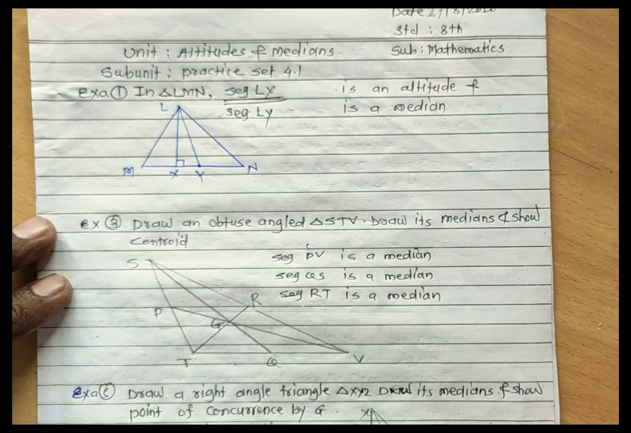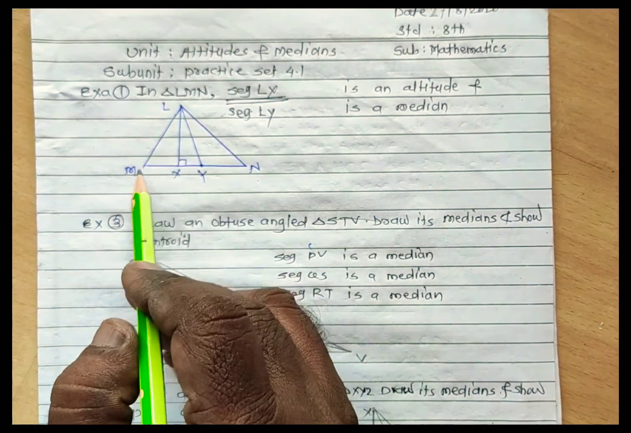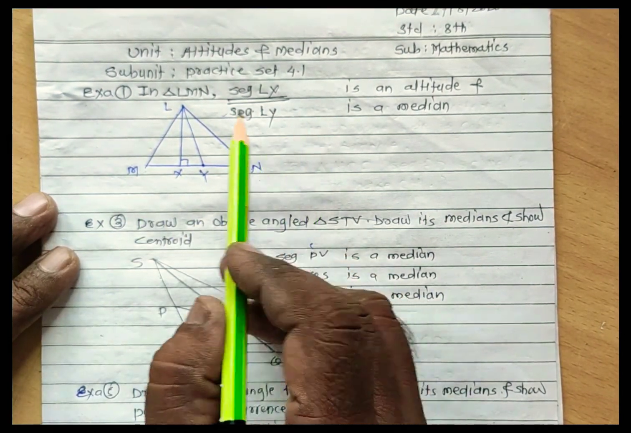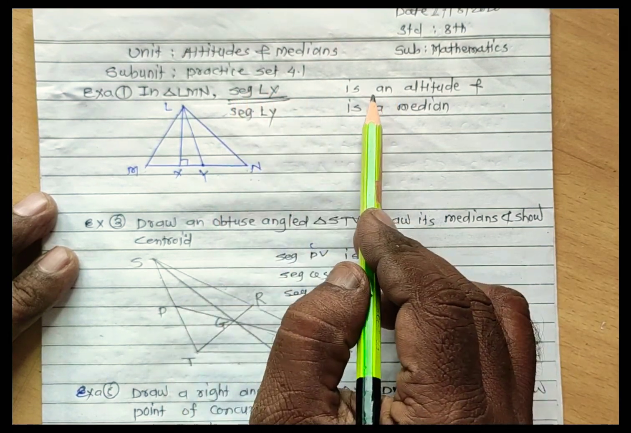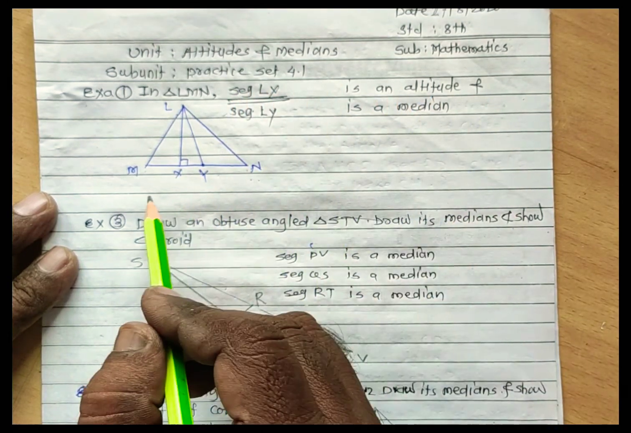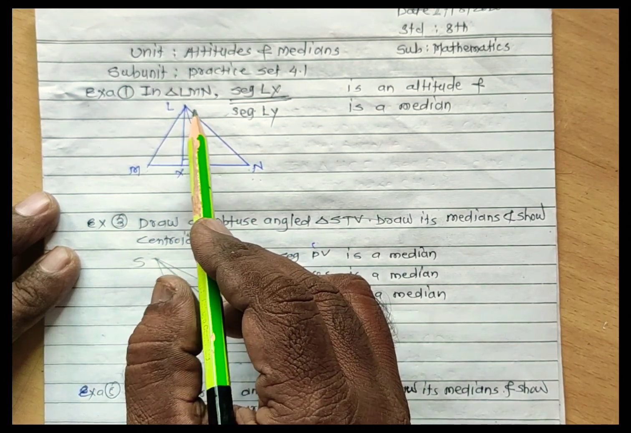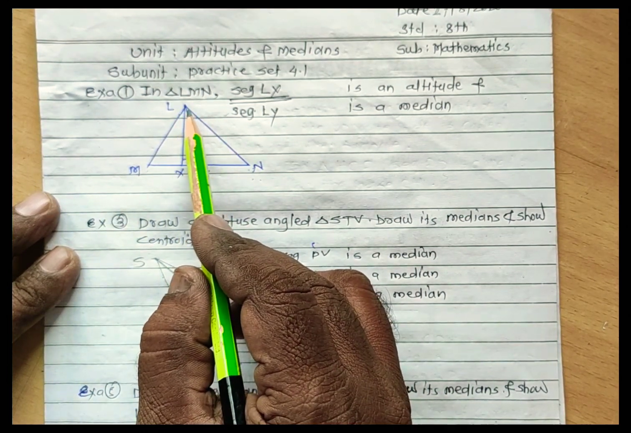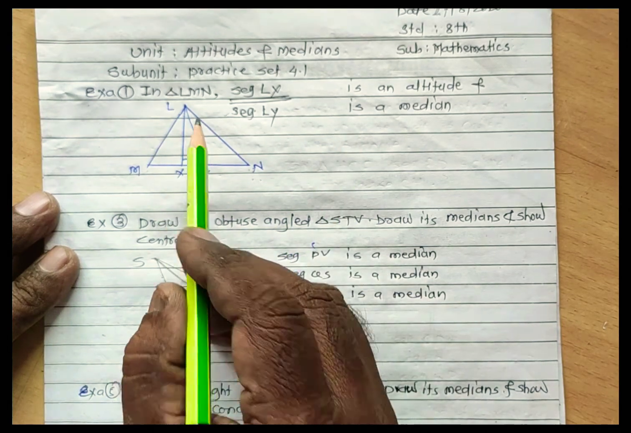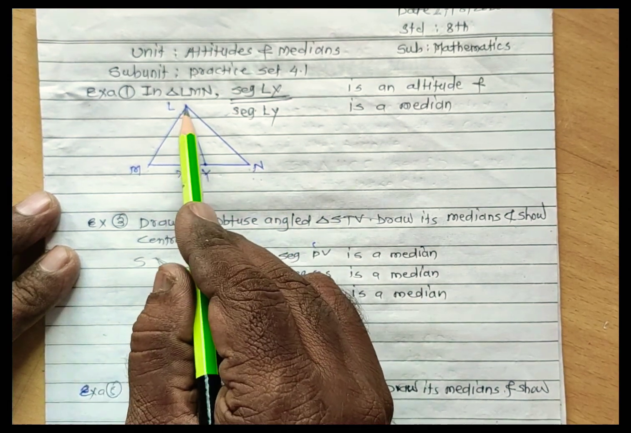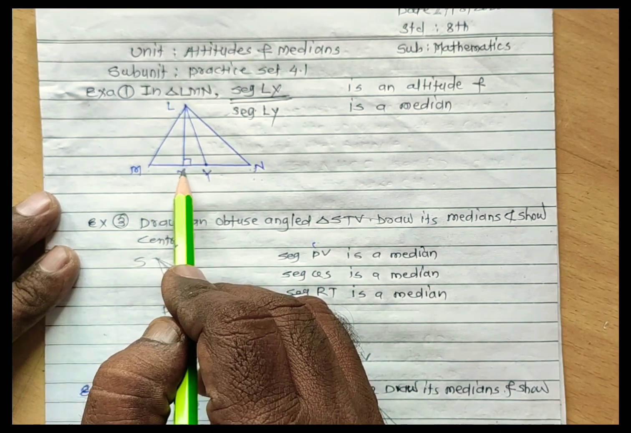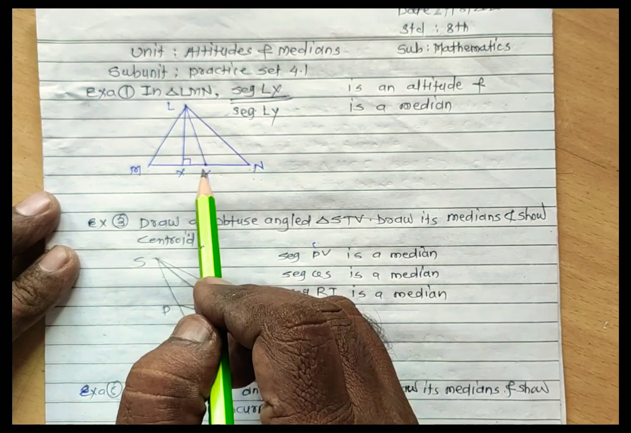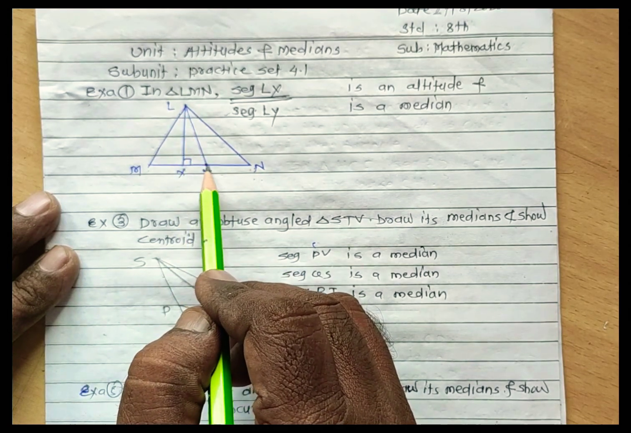Practice set 4.1, first example: in triangle LMN, one segment is an altitude. Which is the altitude and which is the median here? LX is the altitude and LY is the median.